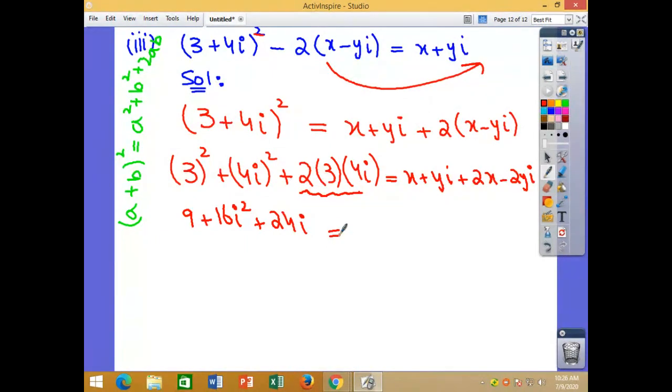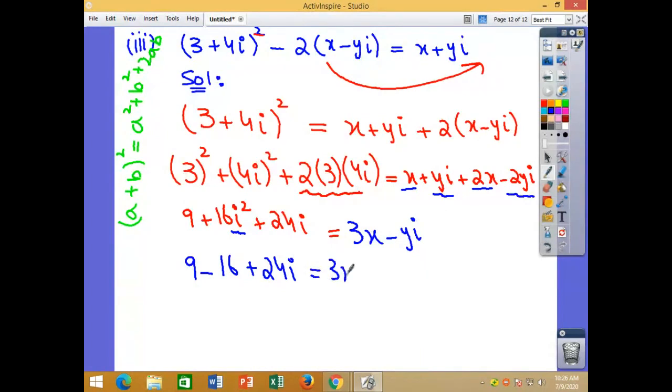On the right hand side we simplify it. When we add x with 2x it becomes 3x. When we subtract 2yi from yi we get only −yi. After more simplification, what is the value of i²? The value of i² is −1. Therefore we get −16 plus 24i. Now when we subtract 16 from 9 we get −7, and 24i is equal to 3x − yi.